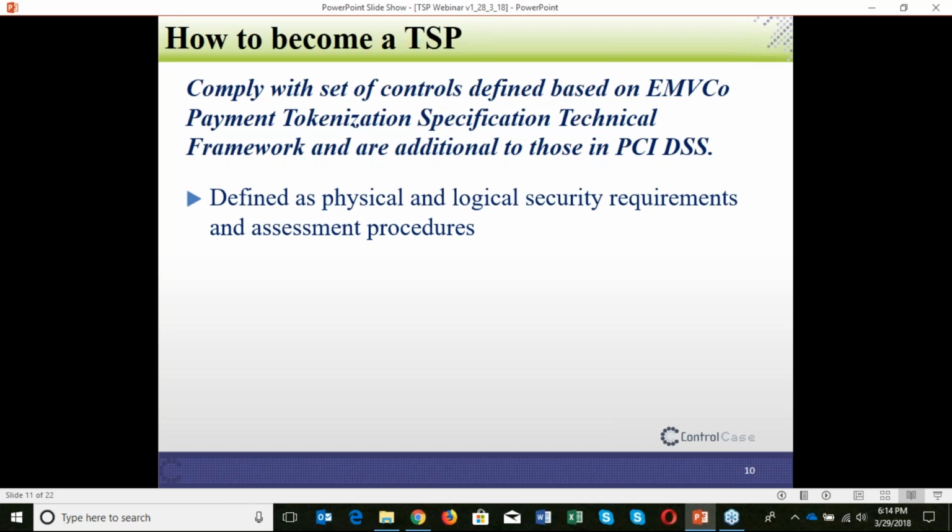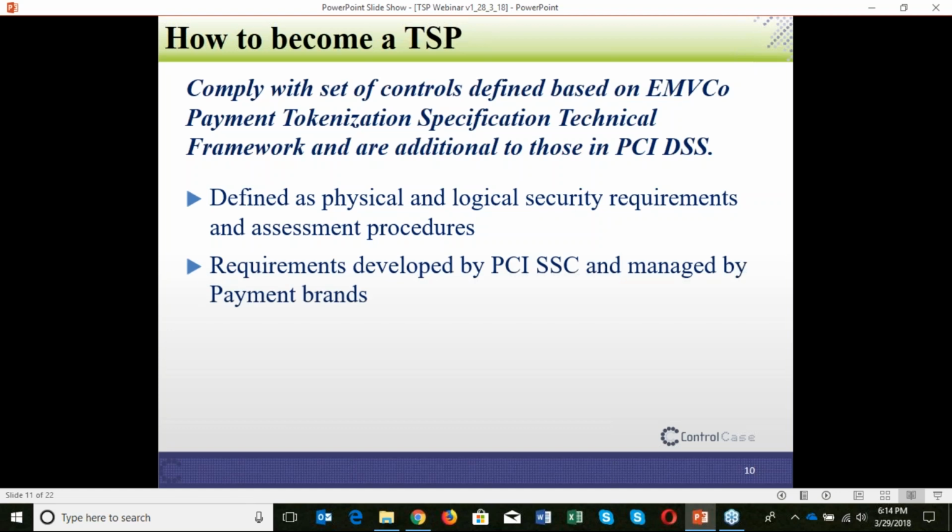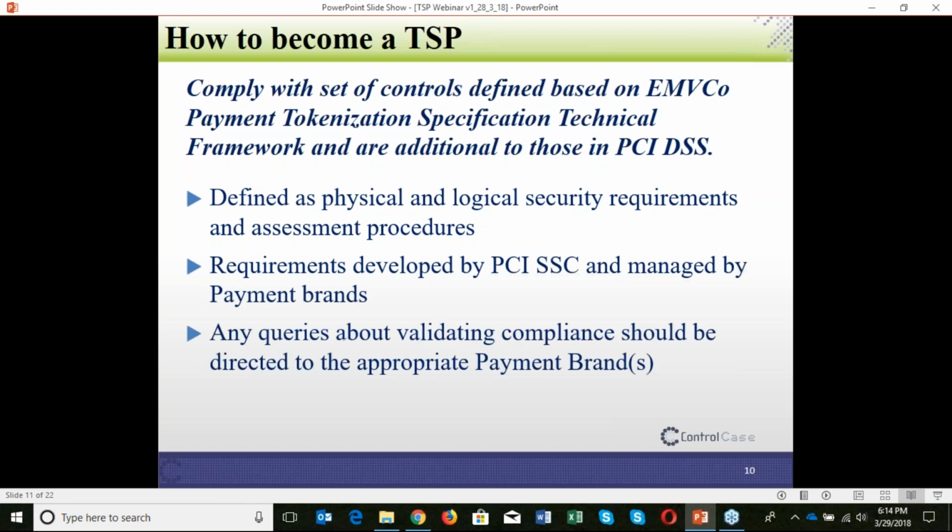Again, like PCI DSS, it defines the physical and logical security requirements. It's a typical PCI SSC assessment process. And the whole requirements are developed by PCI SSC and managed by the brands, meaning that any queries going forward will be addressed by the brand. So if you have any questions regarding this, you can approach the brands and they will have the final word. And SSC will not be listing them, but the brands will have the list of TSP validated providers.